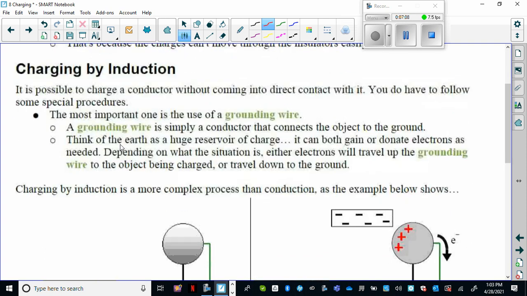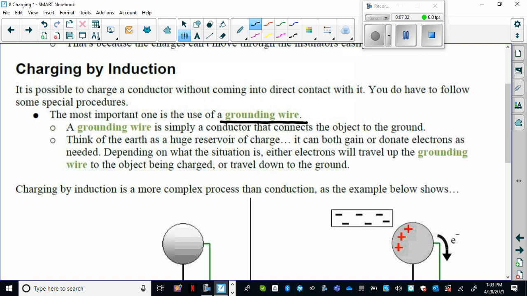And the last one, the one that's even more complicated, is charging by induction. It says it's possible to charge a conductor without coming into direct contact with it. You have to follow some special procedures. So the key to charging an object without touching it is a grounding wire.